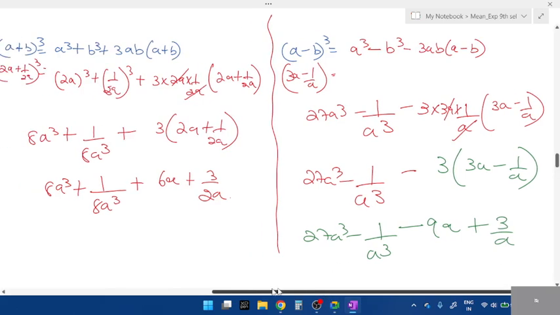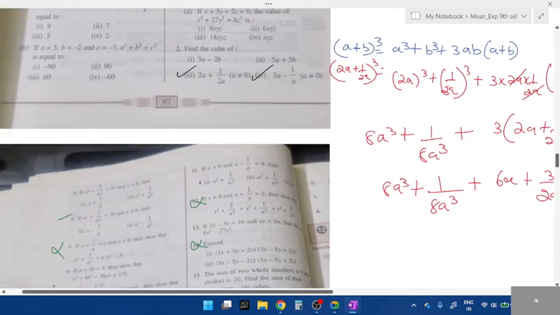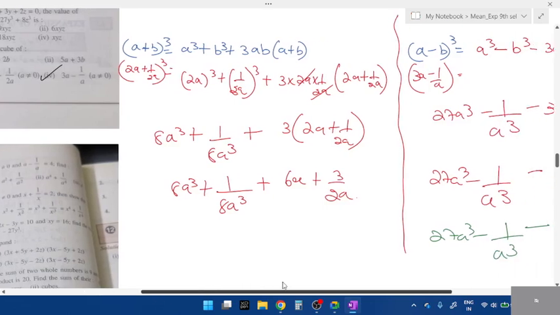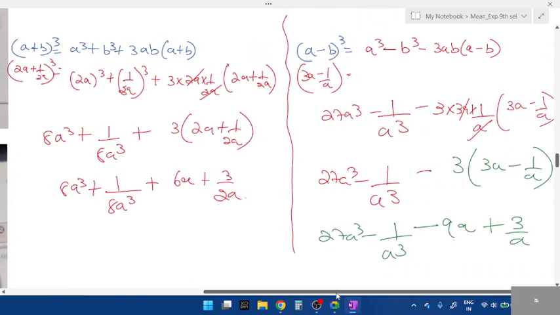Okay. Try these two questions for homework. Can you see the first and second question? Try that for homework and attend on Monday. Monday we will continue with the next chapter. Next exercise from factorizing. Okay.